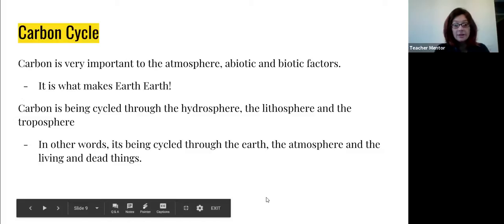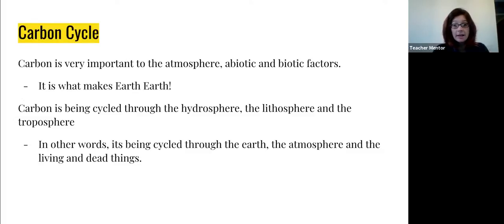All right, let's start with the carbon cycle. Carbon is, again, essential for life. Okay, carbon is very important to the atmosphere and the abiotic and biotic factors. It is what makes Earth, Earth, okay? Carbon is being cycled through the hydrosphere, which is our water systems, the lithosphere, which is our land, and the troposphere, which is the layer of atmosphere that we are currently living in.